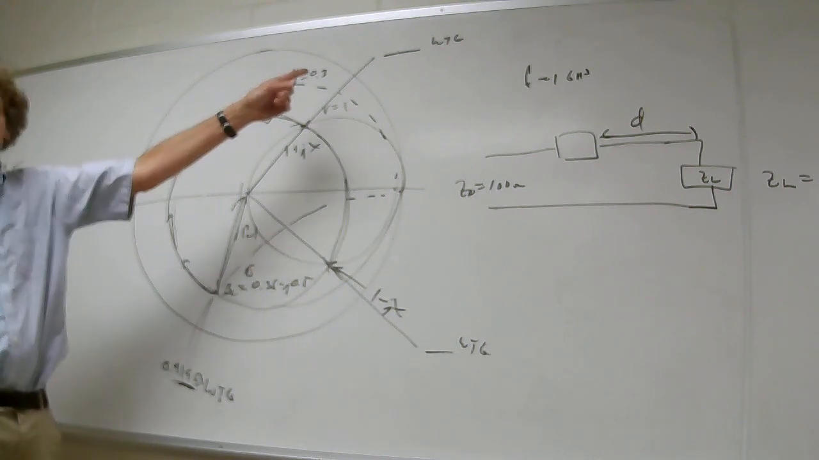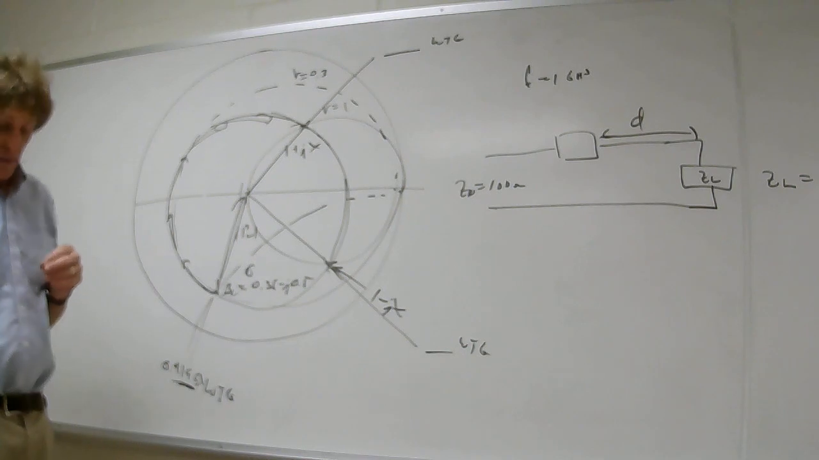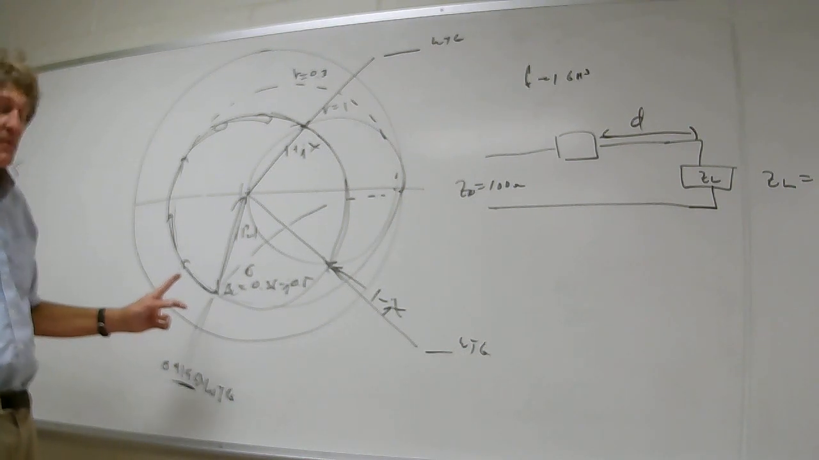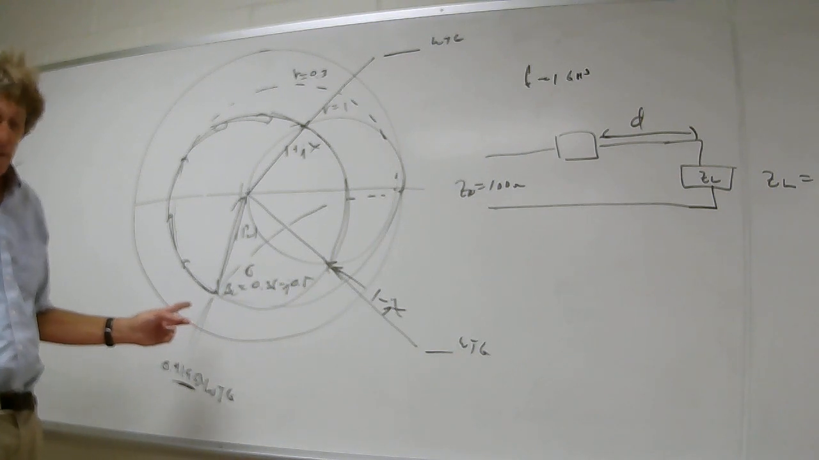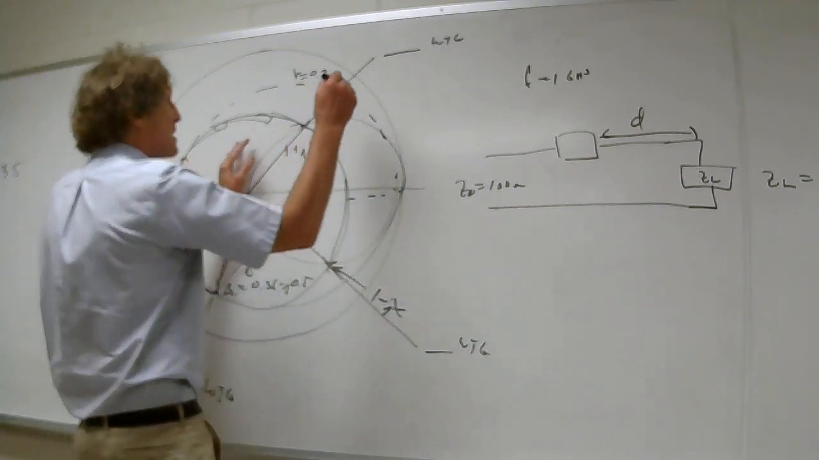You all with me? So what's this one? That one is, you're going towards the generator, right? If you're at the load, you can only go towards the generator. It's got to be 0.1738 maybe.